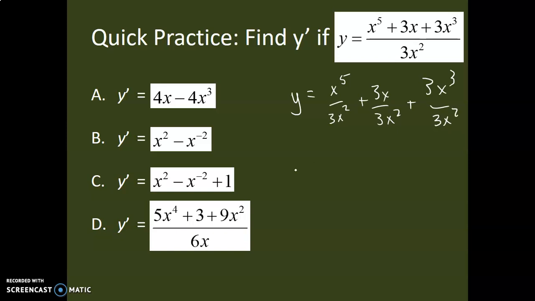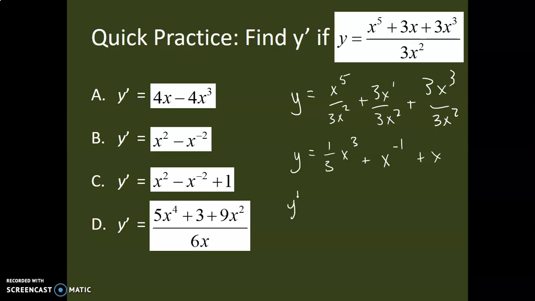And then simplify each fraction before I try to take the derivative. So this first one would become 1/3 x to the third. This next one, 3 divided by 3 is 1. This is going to be x to the first divided by x squared, which is going to be x to the negative 1, or 1 over x, but it's going to be easier to take the derivative if you write it like this. The 3's cancel out, and that's going to leave me with just x.